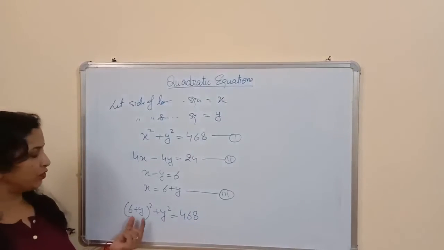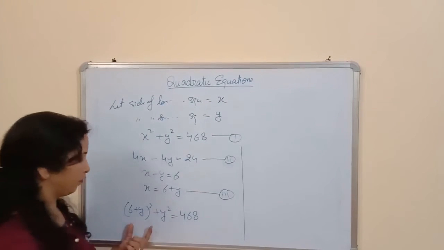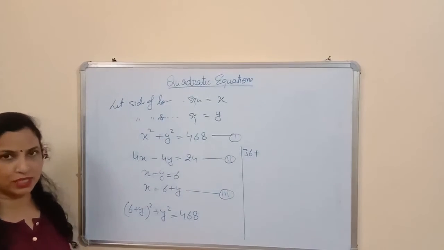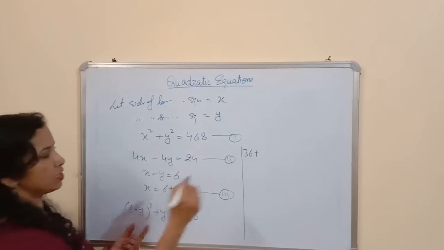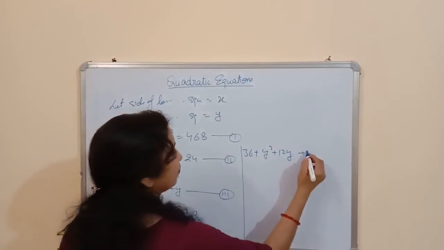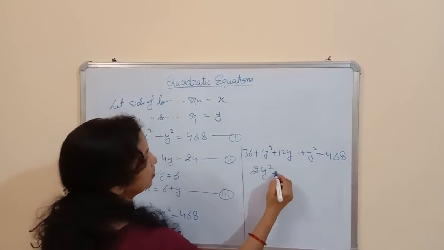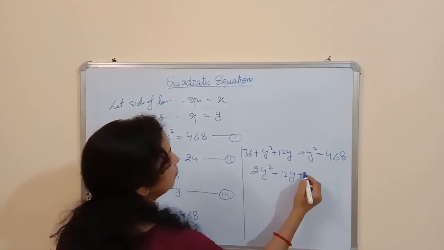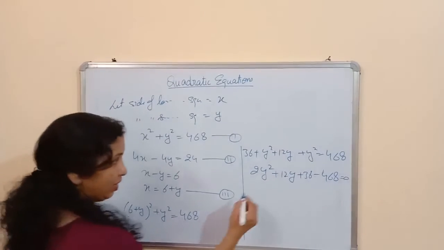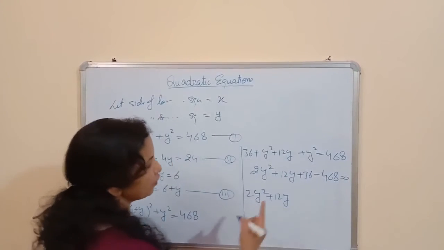Now we have only one variable, that is y. It means we can find a quadratic equation. So it will be 36. You will always expand using the identity (a plus b) whole square, so a square plus b square plus 2ab. Plus y square is equal to 468, or we can say 2y square plus 12y plus 36 minus 468 is equal to 0.